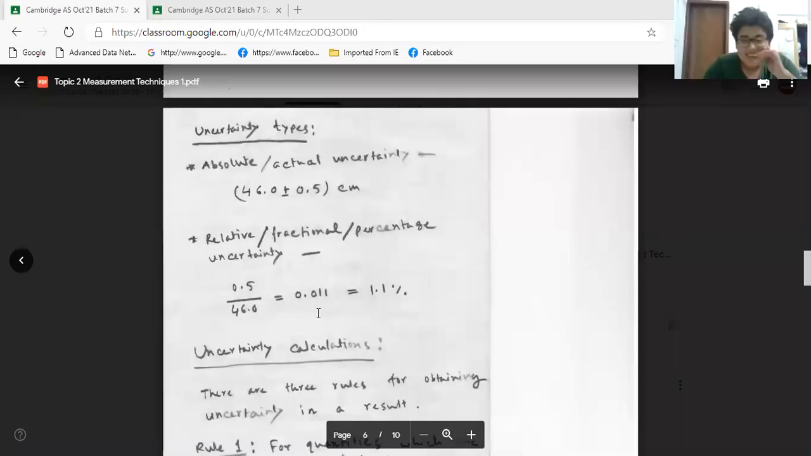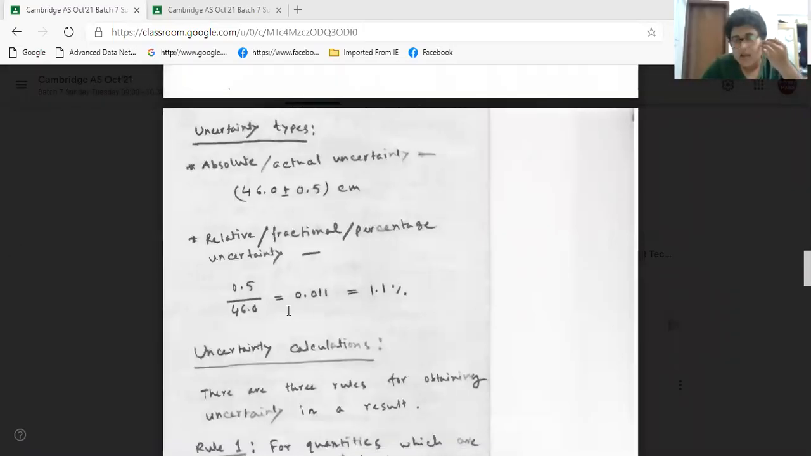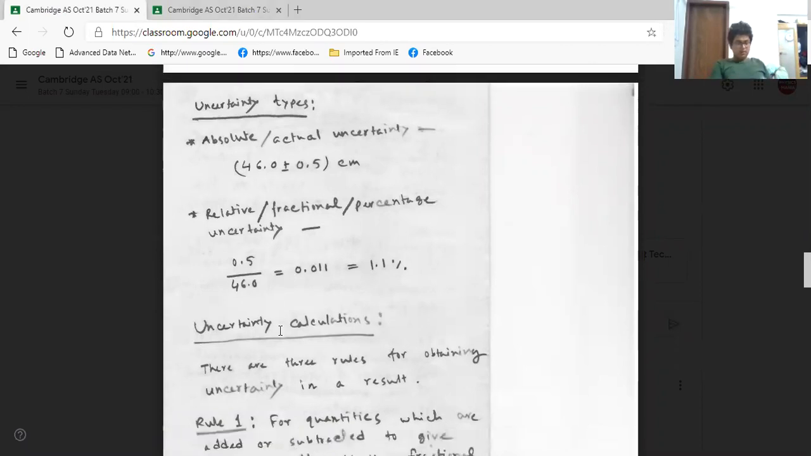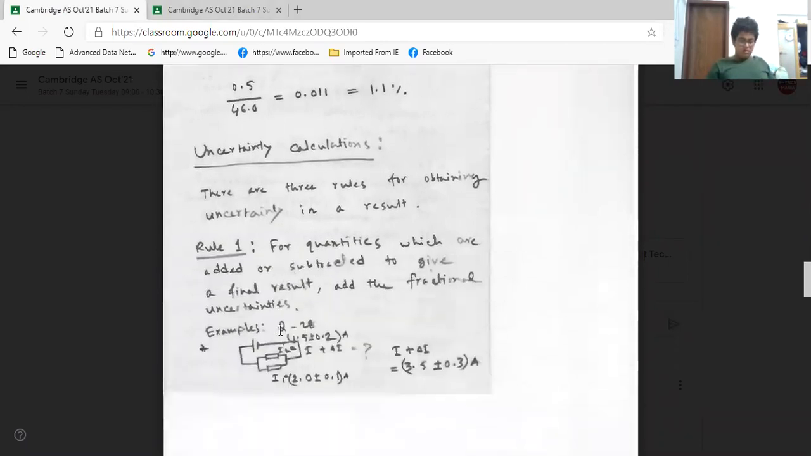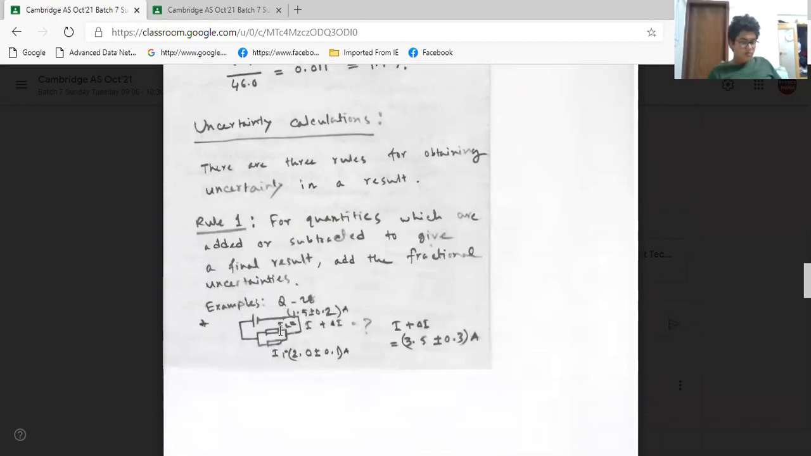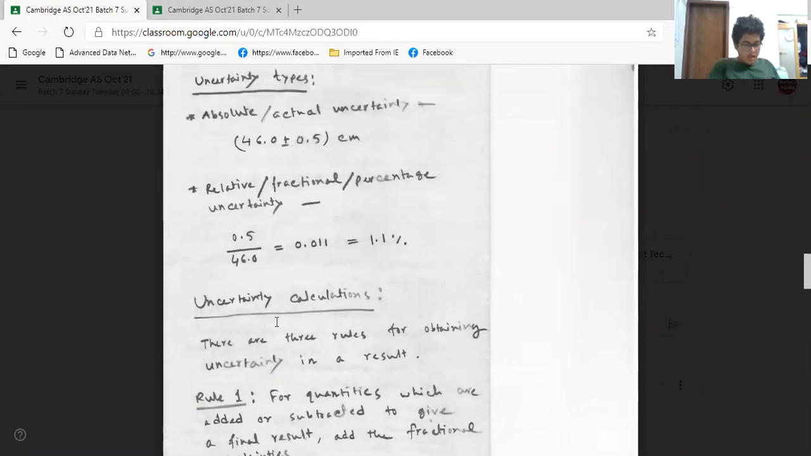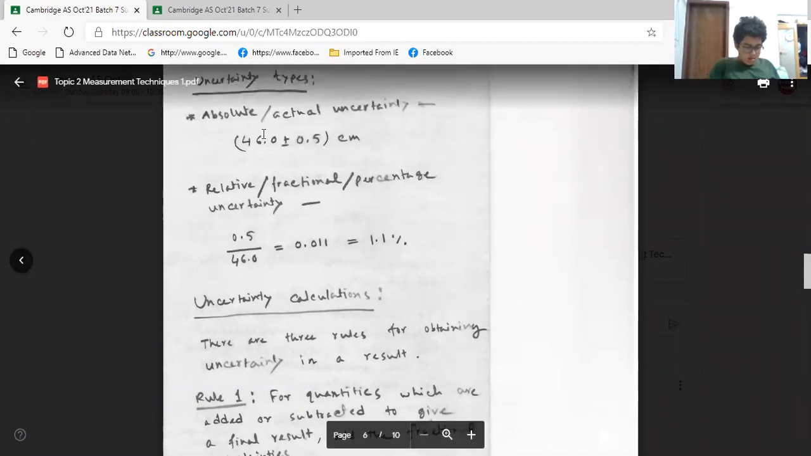Thank you, sir. Okay, now we have the last part, uncertainty calculations. Yeah, the last part is uncertainty calculations, and there are some rules for them. You have to focus here: this is the measured value and this is the uncertainty, called the absolute uncertainty. If you can identify these two, then you can do any of the uncertainty calculations easily.